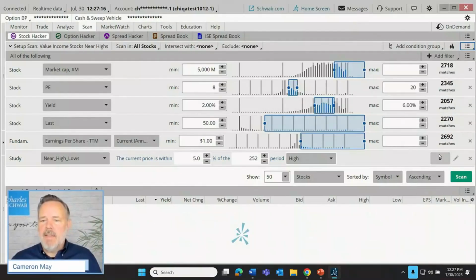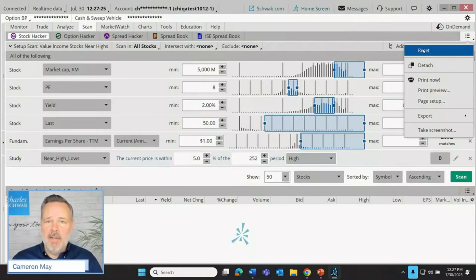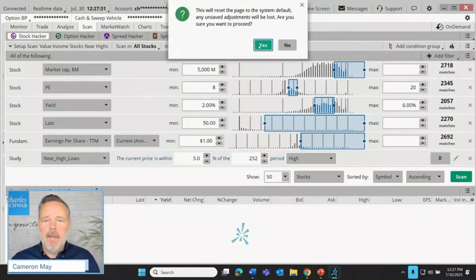If we save that scan, and then we click, watch this. This is going to make your heart race a little bit. If I hit reset, this is going to erase everything, and we're going to go back to those three default criteria. It's making sure, Cameron, are you sure you want to delete this?